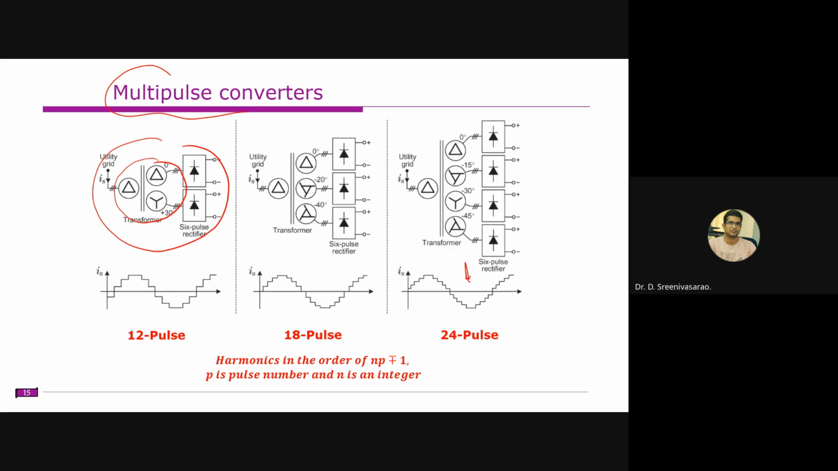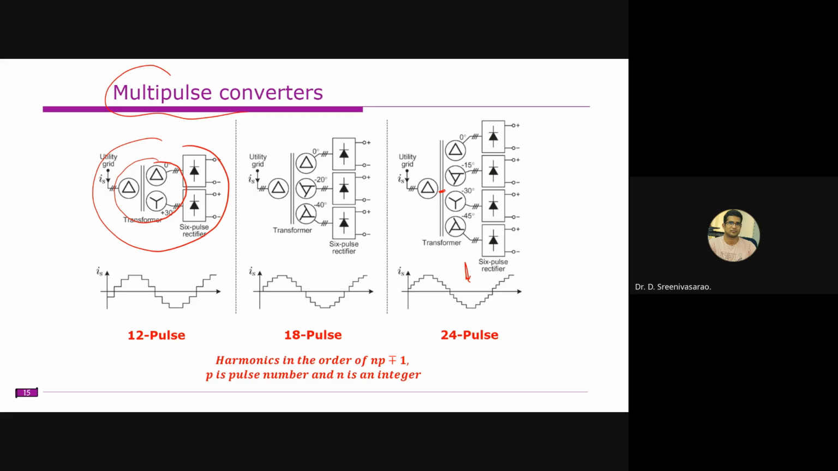Depending on your requirement, the outputs of these will be connected in series and the inputs will be connected in parallel. If it is a series connection, it will reduce the ripples in the output voltage. If it is a parallel connection, it will reduce the ripples in the input current waveform.